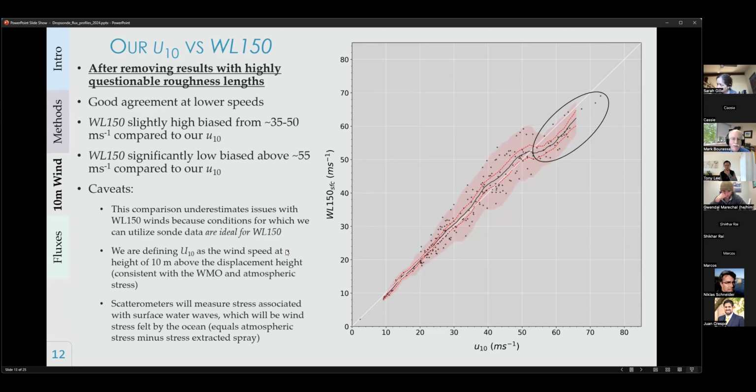And if what we're seeing here is right, then the spray is extracting a fair bit of momentum, and scatterometers and radiometers are going to measure a stress associated with the ocean, which is great if you're an oceanographer. And they're going to underestimate the stress from the atmosphere, because the atmospheric stress is going to be this stress measured at the ocean surface plus the momentum extracted by the spray. And there's ongoing work with wave tanks by Troitskaya et al. in Russia and other groups to estimate this spray. We're doing some of the work too on that.